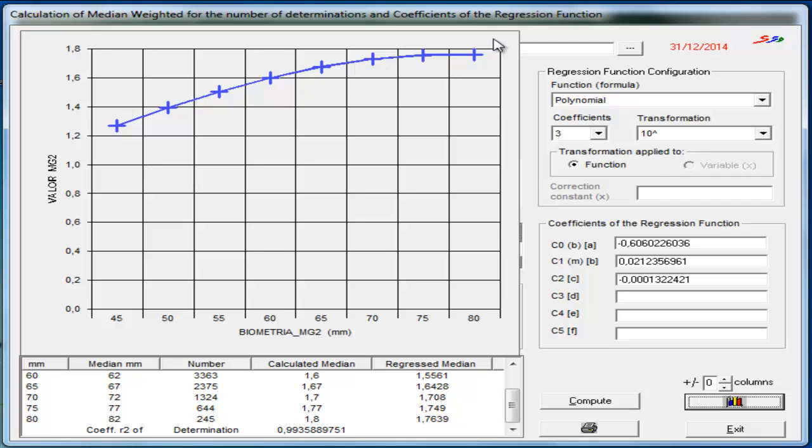And this is the curve that we would get between levels 40, 45 to 85 mm CRL, and it is very similar to that published by Nicolaides with more than 100,000 patients.